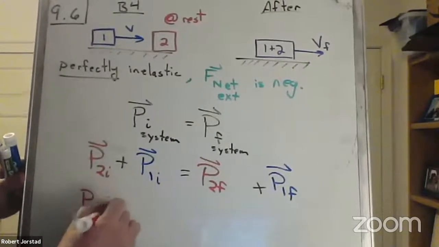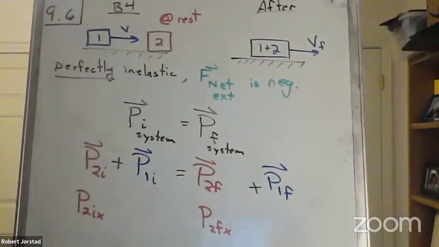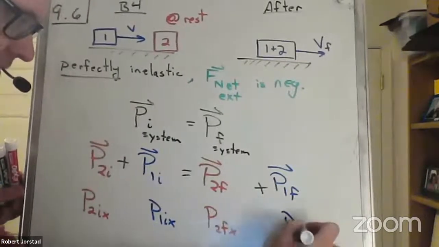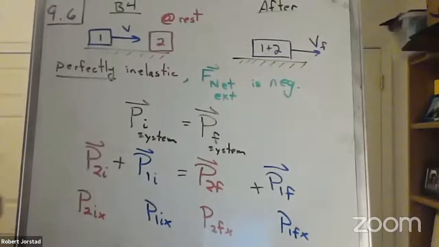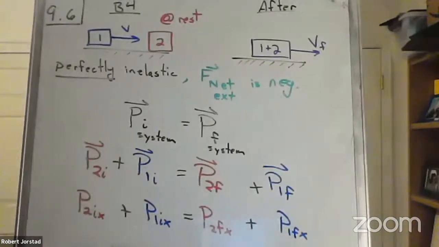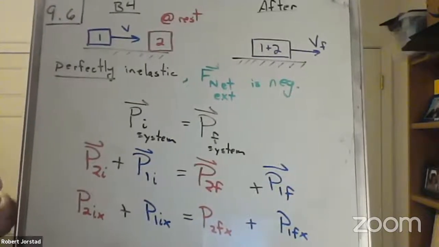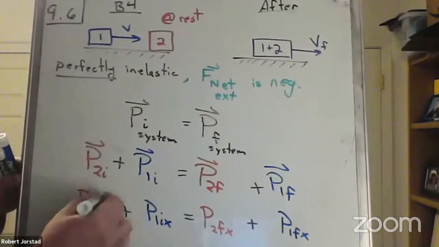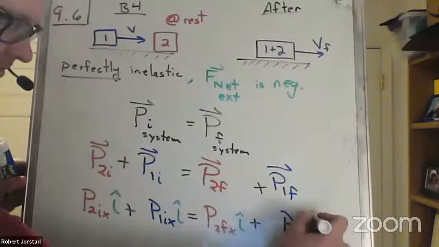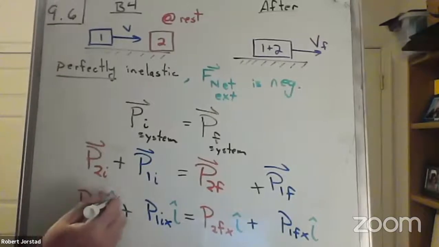P2 initial in the X. P2 final in the X. P1 initial in the X. P1 final in the X. That should also be equal. Now, before I go on, I'm going to do one subtle thing here. I want to point out, this is a vector equation. This is going to be pretty important. We know that there's actually an I hat on all of these, right? We usually don't write it because I know that the I hat is immediately going to cancel out.